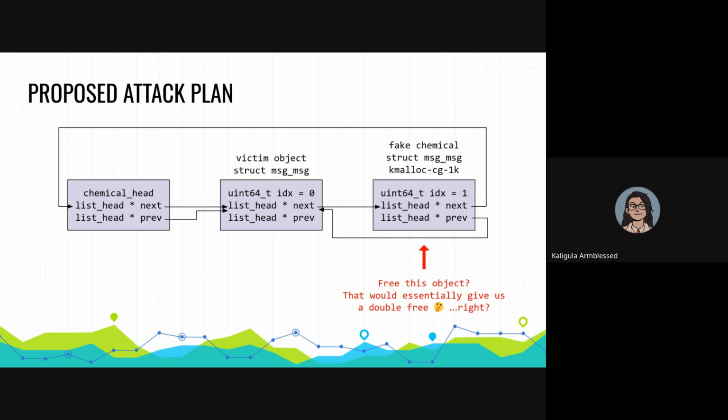Cue screaming cat. So the proposed attack plan is: what if we make the victim object point to a fake chemical object in some cache that we want, and then we free that object.